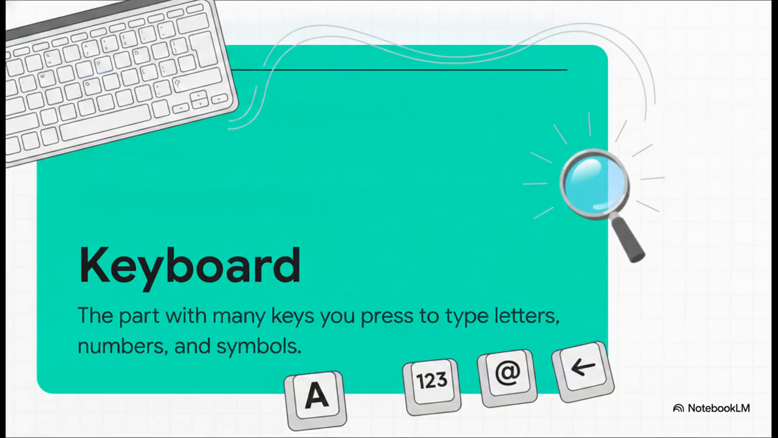Right below that screen, we've got the keyboard. This is the part packed with all those mini little square keys. You press these keys to type out letters, numbers, and symbols. Now don't worry about memorizing where every single letter is right now, no way. We're going to practice using the keyboard properly in a later lesson. Today is literally just about saying hello to it.